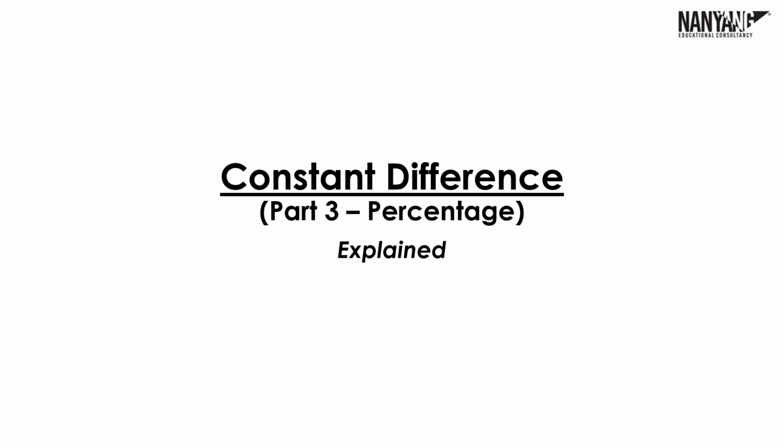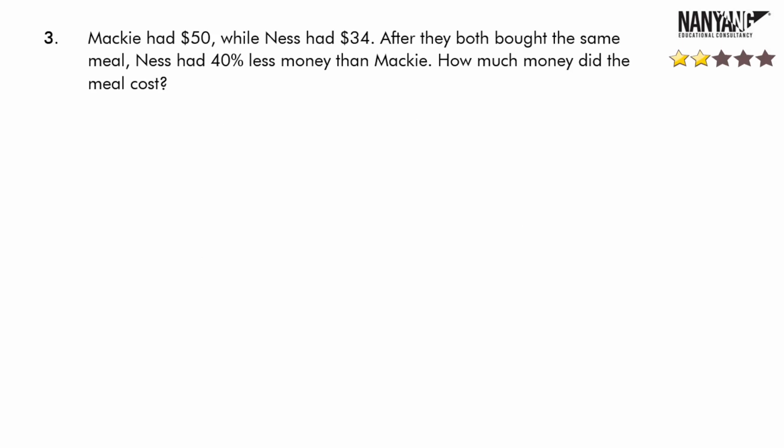Now let's try an intermediate difficulty question. Mackie had $50 while Ness had $34. After they both bought the same meal, Ness had 40% less money than Mackie. How much money did the meal cost? Feel free to pause the video and attempt the question. You can resume once you're ready.